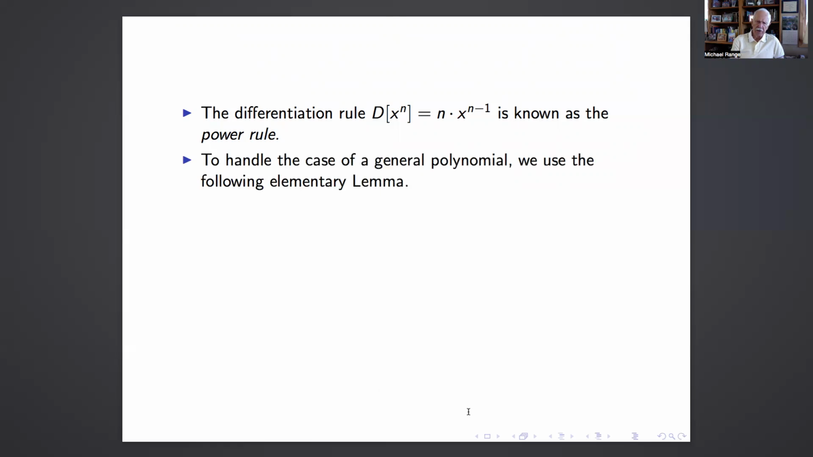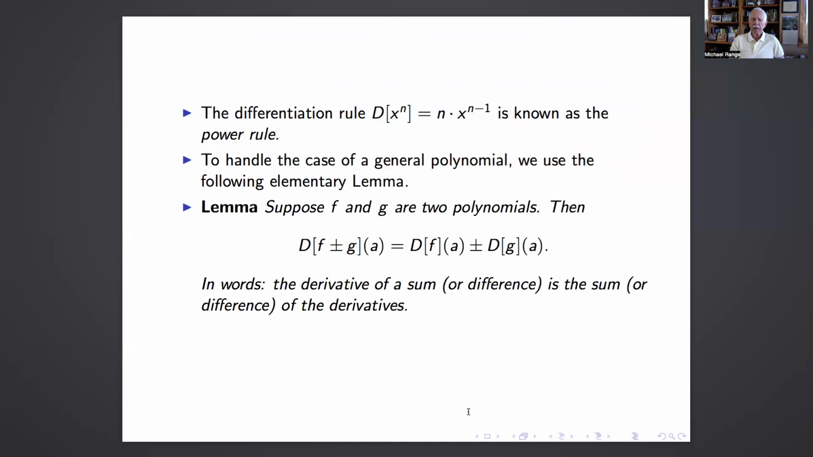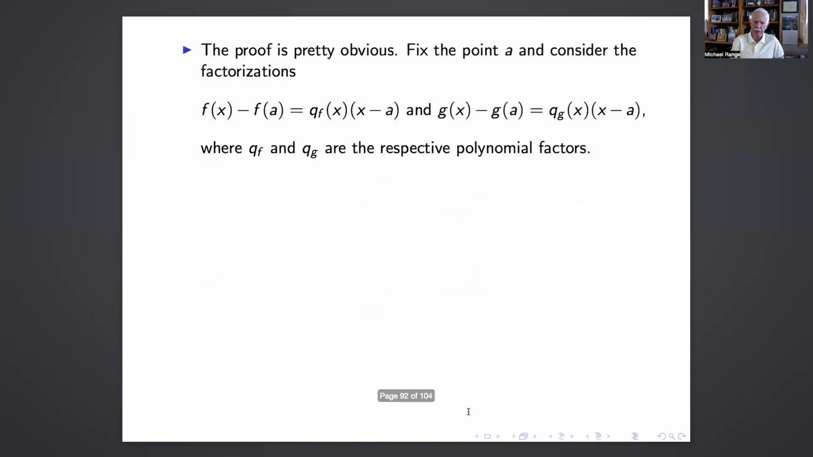Now, to handle the case of a general polynomial, we use the following elementary lemma. Suppose that f and g are two polynomials. Then the derivative of f plus g or f minus g at a is equal to the derivative of f at a plus or minus the derivative of g at a. So in words, the derivative of the sum or difference is the sum or difference of the derivatives. What else would we expect? The proof is pretty obvious.